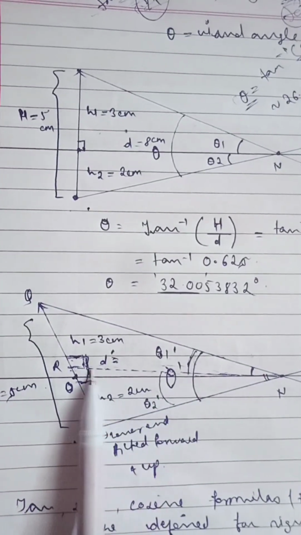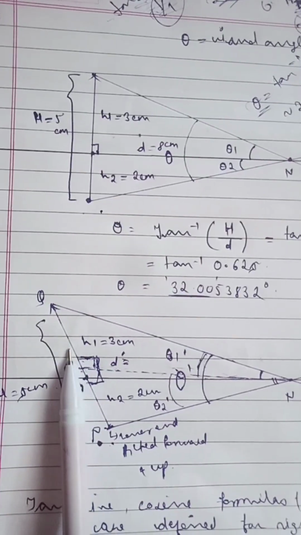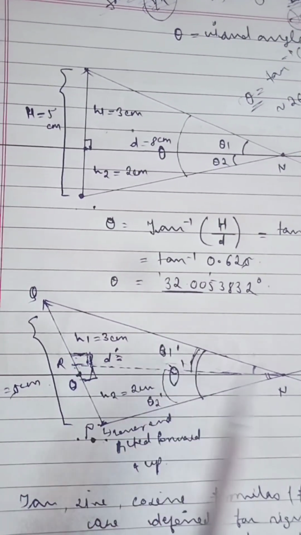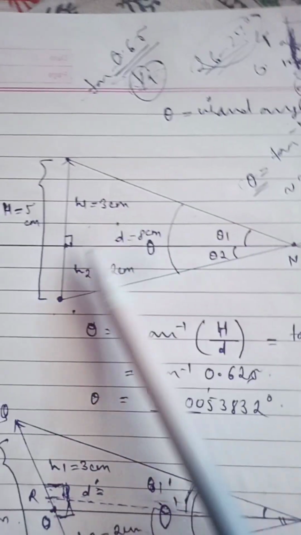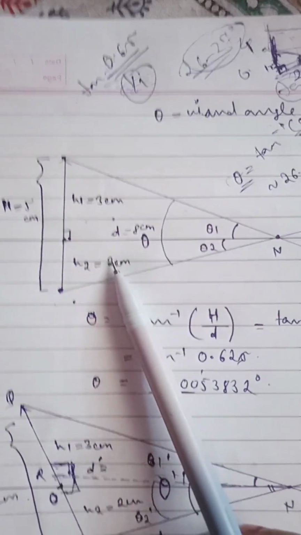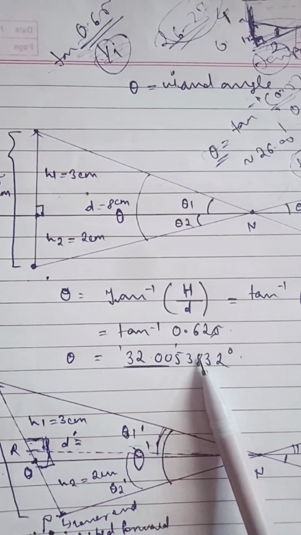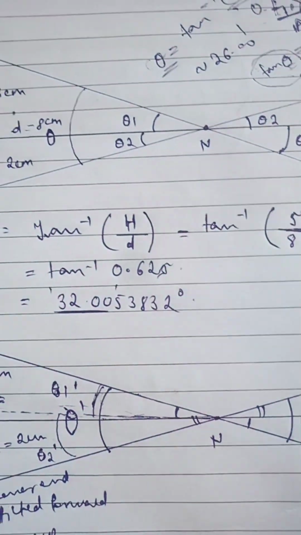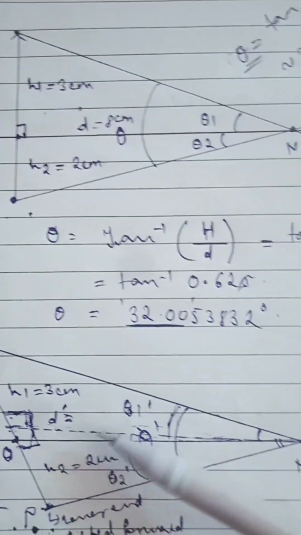So obviously the average resultant is towards this end, so the distance is increased. Distance is increased means what will happen to the visual angle, we'll see. Now for this tan theta, we have calculated 32.0053832 degree, 32 degree. Now this new tan theta 1, I want to see whether it's going to make a change. Obviously distance is changed, so this angle should be changed.